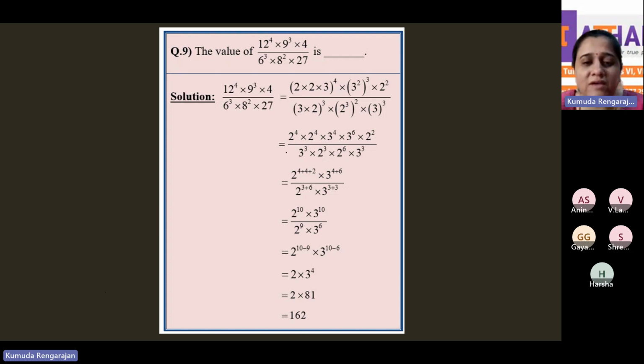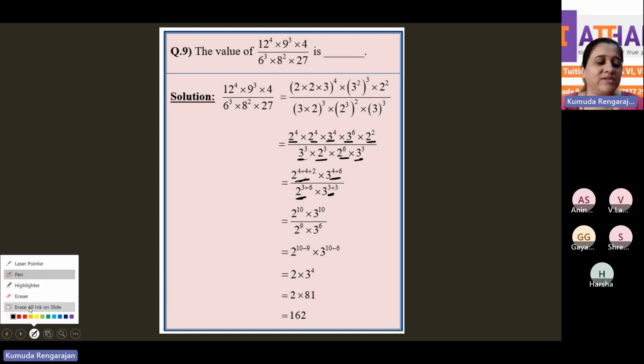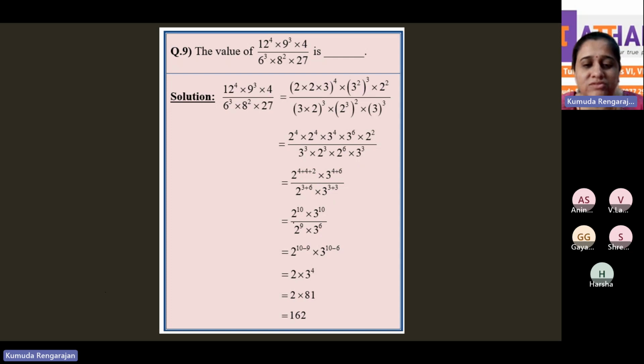Now in the numerator we have 2, 2 and 2, so add the powers. In the denominator 2, 2, add the powers because it is multiplication. Here also add the powers. Then on adding you get this. And then again it is division. Now the bases are the same and it's division, so subtract the powers. You can see here. Bases are same, it's division, subtract the powers.